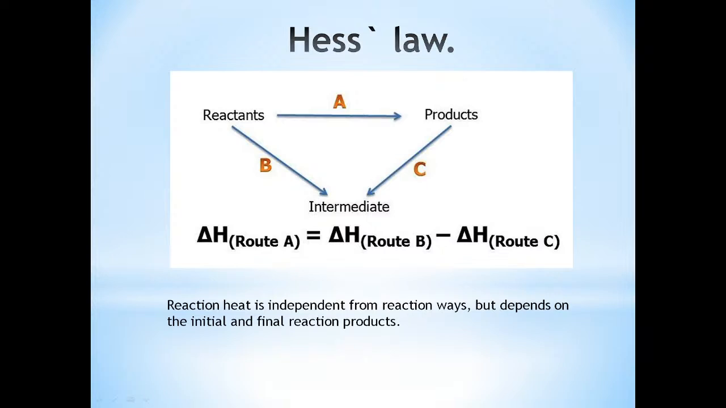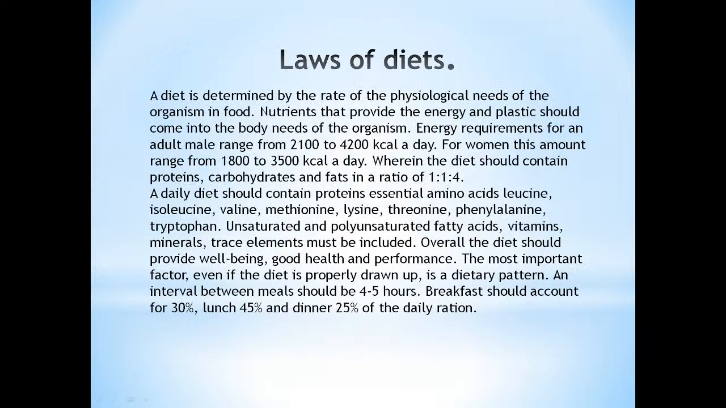So, next question, layers of diets. A diet is determined by the rate of the physiological needs of the organism in food. Nutrients that provide energy and plastic material should come into the body.